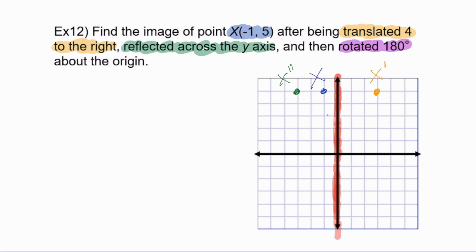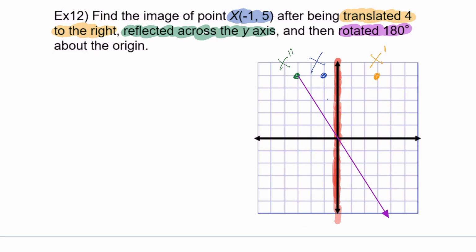Then finally, I'm going to rotate this thing 180 degrees about the origin. So one way I can do this is I draw a line through the origin like so. Then I can count how many spaces: 1, 2, 3 over, 1, 2, 3, 4, 5 up. So I should go 1, 2, 3 over, 1, 2, 3, 4, 5 down. And here is my new and final position, X triple prime.